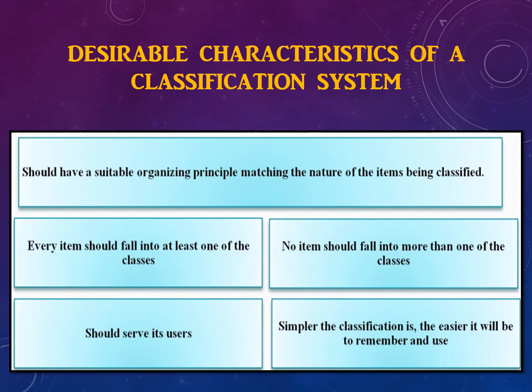Desirable characteristics of a classification system. A classification system should have a suitable organizing principle matching the nature of the items being classified. Every item should fall into at least one of the classes. No item should fall into more than one of the classes. In the sense, no overlap should be there. It should serve its users, and simpler the classification, the easier it will be to remember and use.